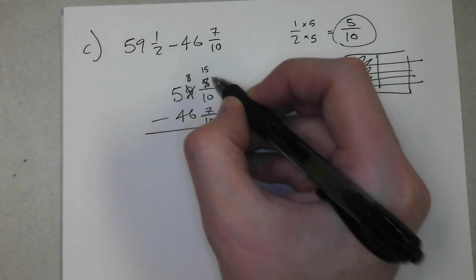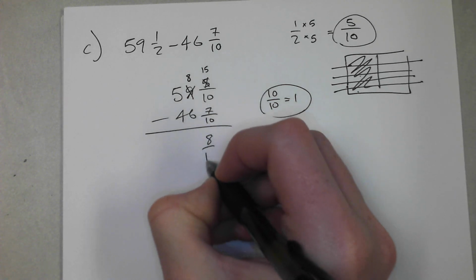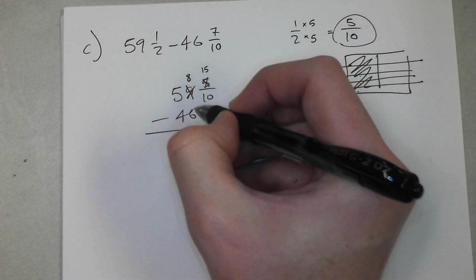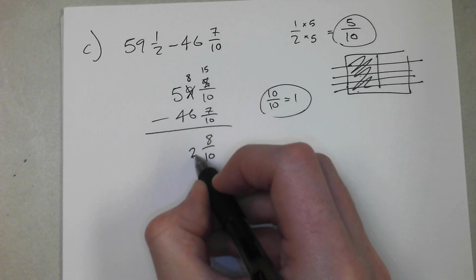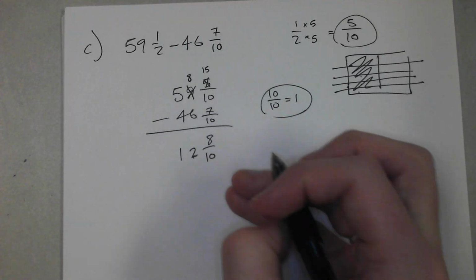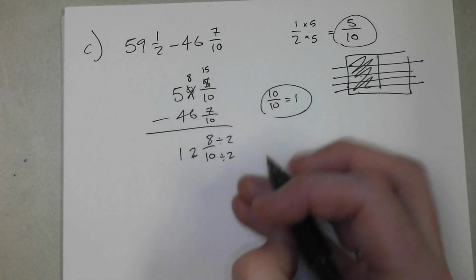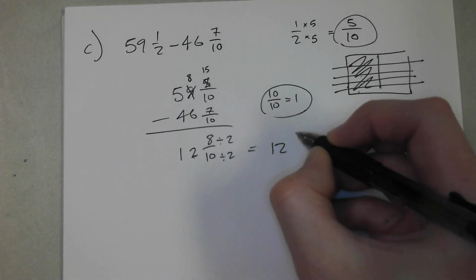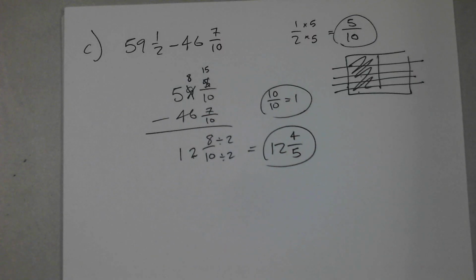Okay? So now I can do 15 minus 7. That's going to give me 8/10. 8 minus 6 is 2, 8 minus 4 is 4, and then 5 minus 4 is 1. I can simplify this by dividing by a factor of 2 that they both share. So we're going to get 12 4/5 for the final answer.